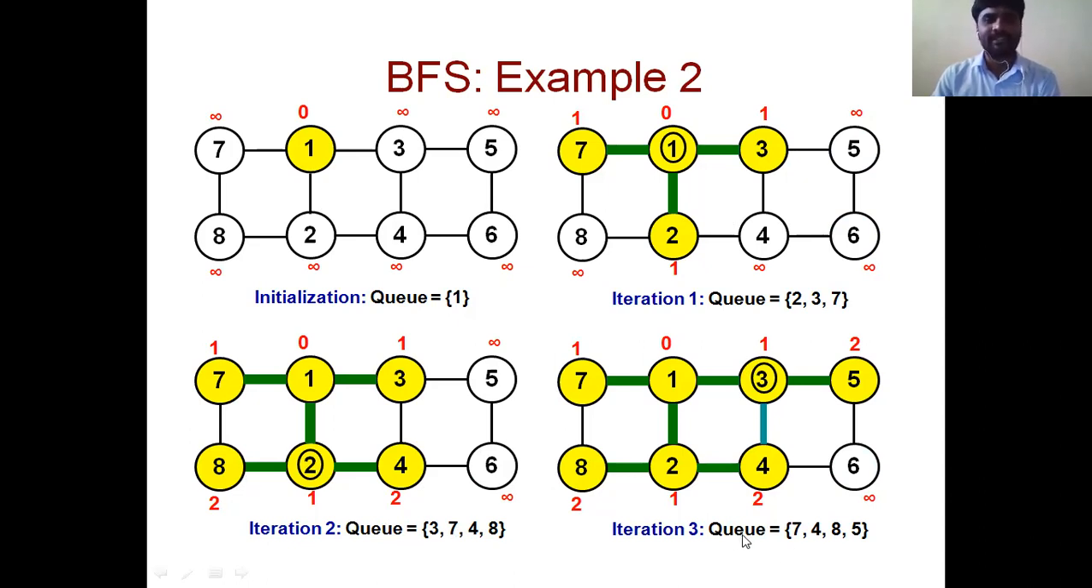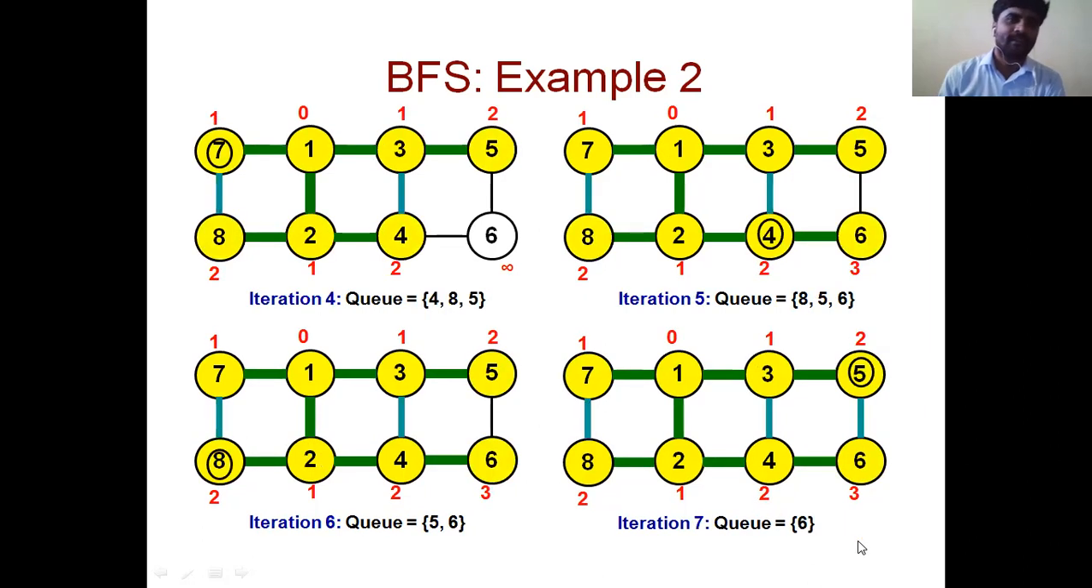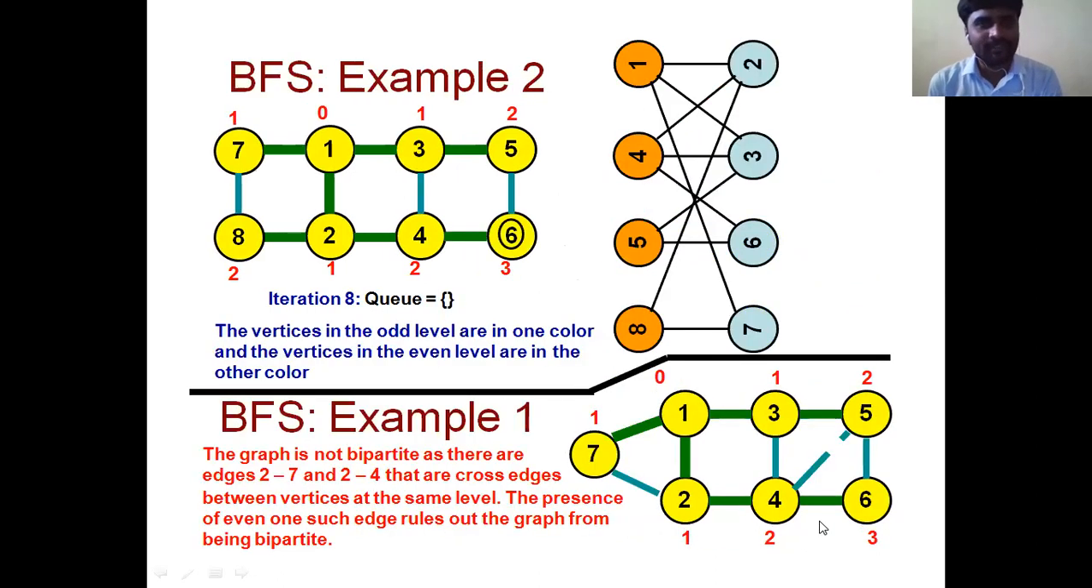Iteration 3, the queue equals 7, 4, 8 and 5. Iteration 4 is 4, 8 and 5. In iteration 5 you can see 8, 5, 6. Iteration 6 shows 5, 6. Iteration 7 shows 6. In this example, the total number of iterations is 8.